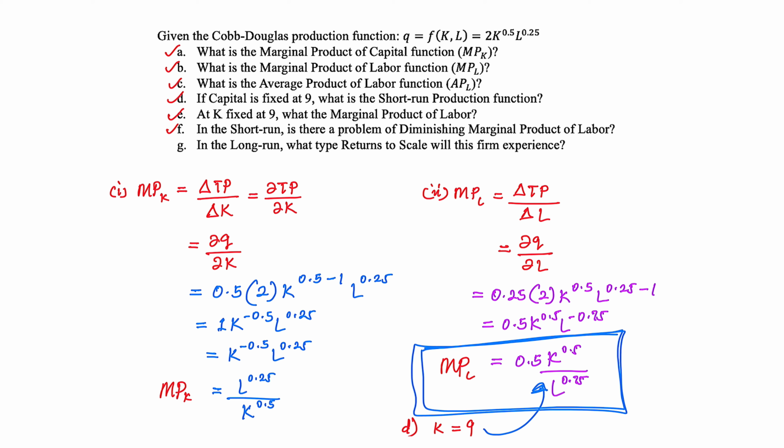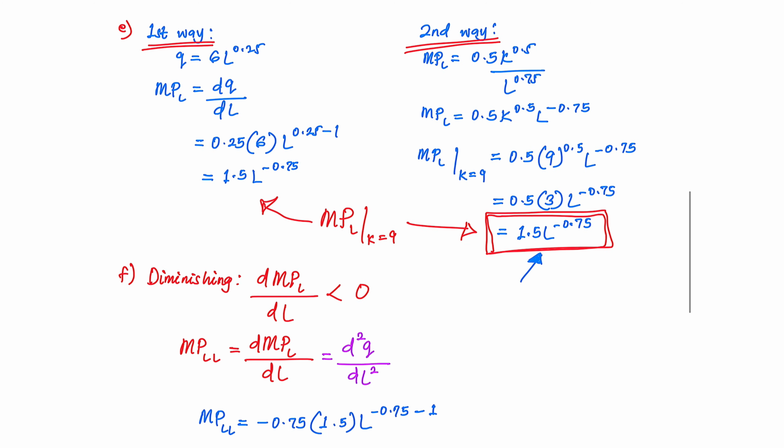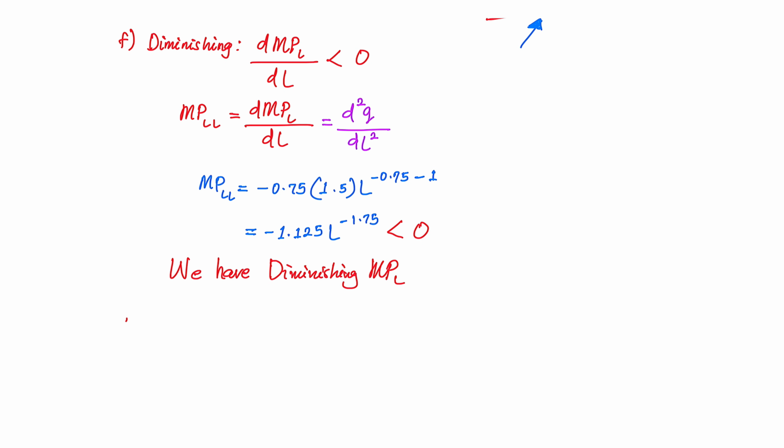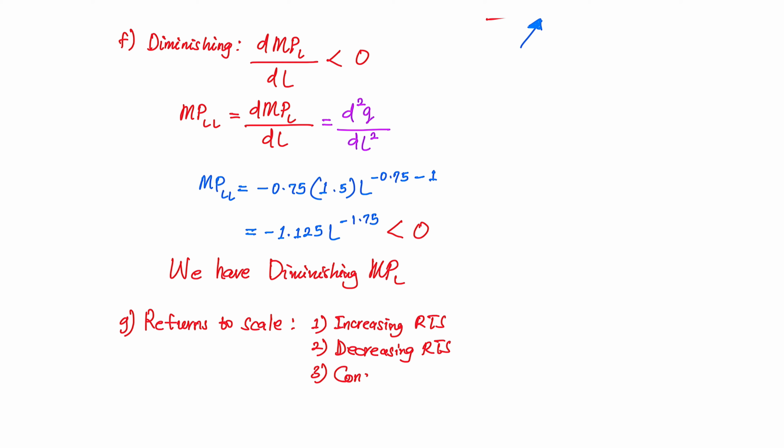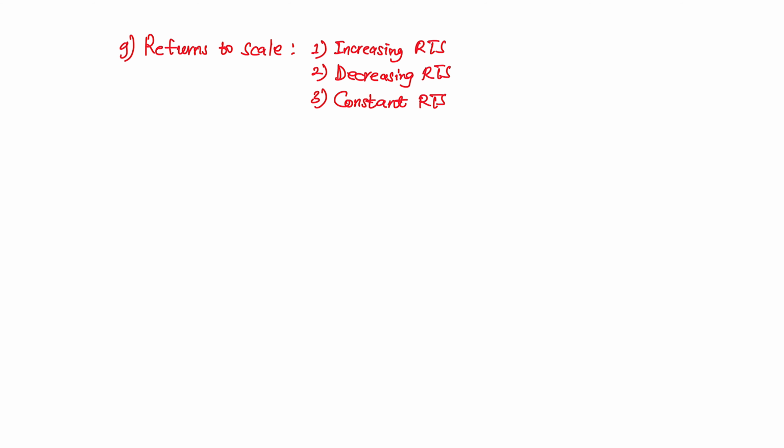Last, G says, in the long run, what type of returns to scale will this firm experience? Returns to scale. There are mainly 3 types of returns to scale. Number 1 is the increasing returns to scale. Number 2 is decreasing returns to scale. And number 3 is constant returns to scale. These are the 3 types of returns to scale that we have.